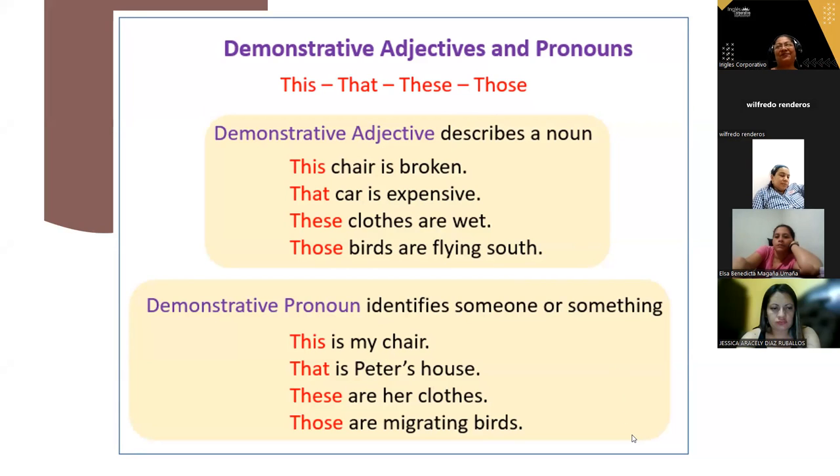Okay, guys, I would like to listen if you have some differences between demonstrative adjectives and demonstrative pronouns. Can you tell us?